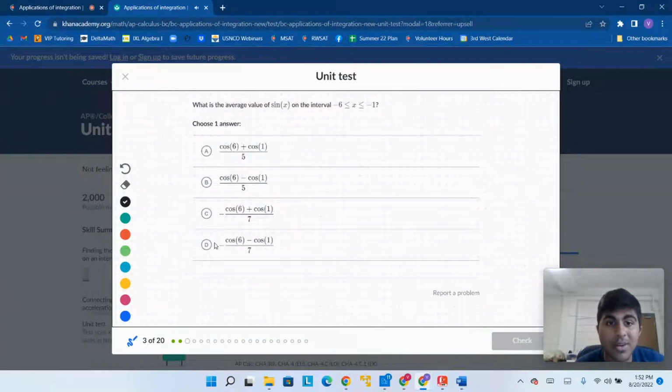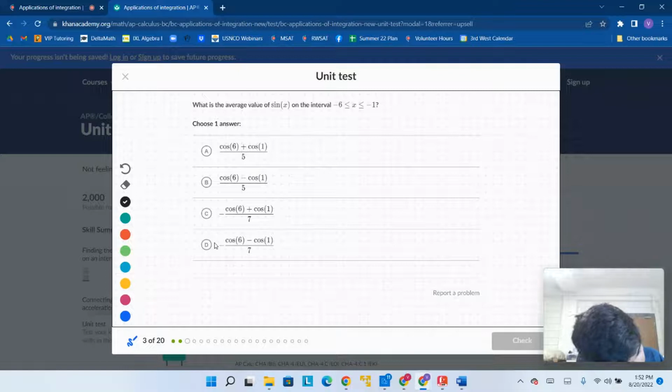The average value of sine x on the interval negative 6 less than or equal to x less than or equal to negative 1. This is where we use this thing called integral over interval. That's how we calculate it. So let me write this down. How do we do it?